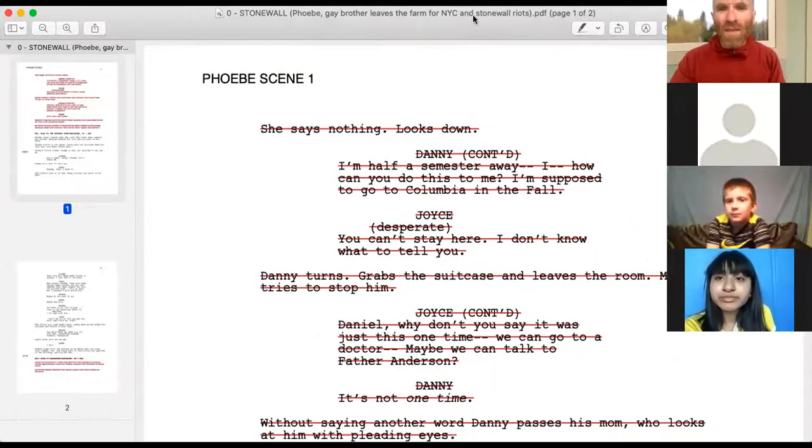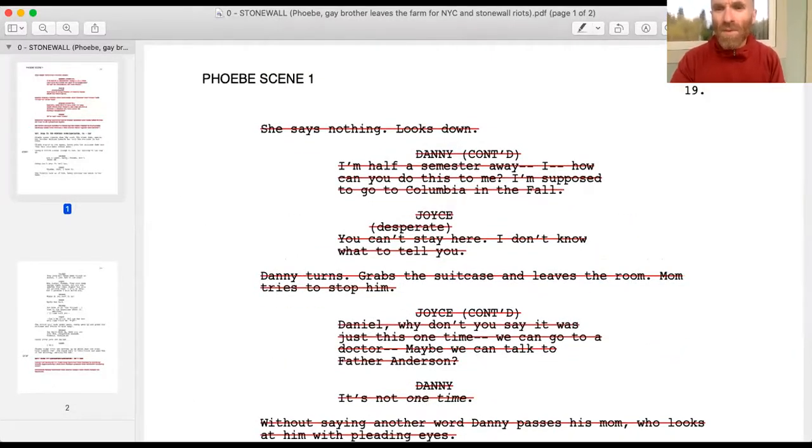Now, with something like this, I think it's particularly important to always make sure that you read everything on the page, including the crossed out parts.